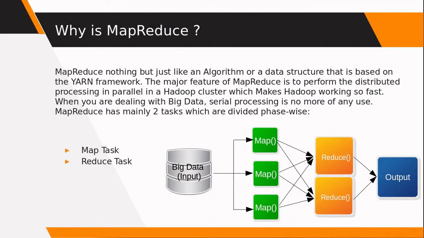MapReduce is nothing but an algorithm or a data structure that is based on the Yarn framework. The major feature of MapReduce is to perform distributed processing in parallel in a Hadoop cluster, which makes Hadoop work so fast. When you are dealing with big data, serial processing is no more of any use. MapReduce has mainly two tasks which are divided phase-wise: map task and reduce task.